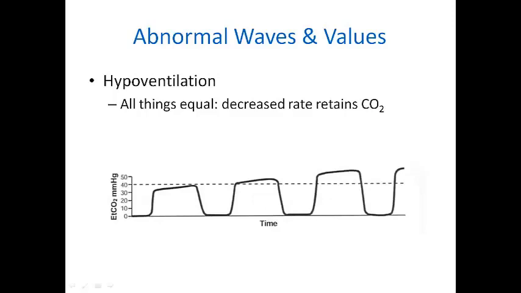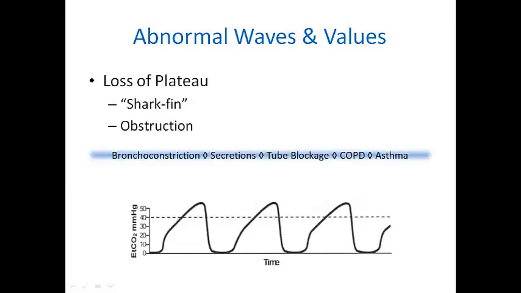Hypoventilation, as its opposite, again, all things being equal, creating CO2 at a normal rate within the body. If the patient's breathing less frequently over time, they're not blowing off that gas and will start to retain carbon dioxide. As the patient becomes hypercapnic or carbic, the patient's value is seen here going from 40 upwards of 50 or closer to 60.